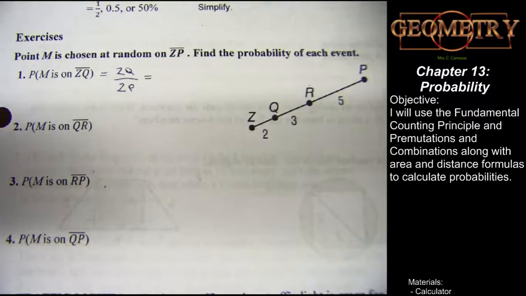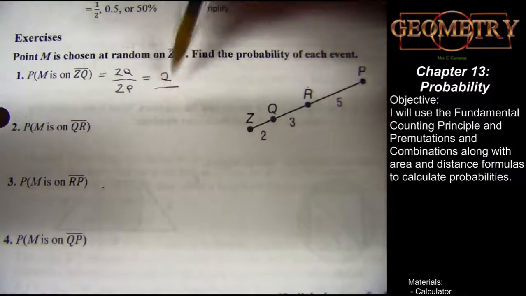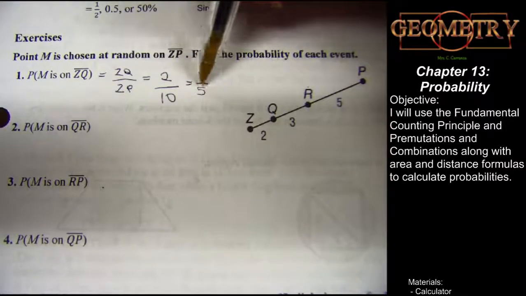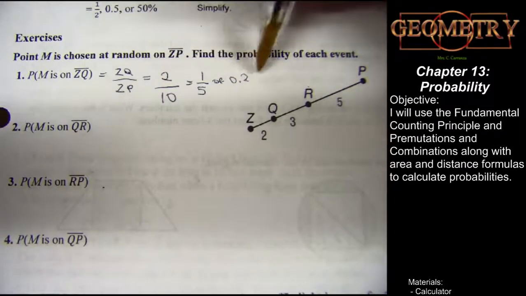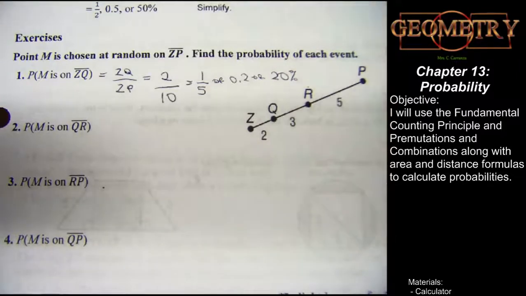What's the measurement of ZQ? Guys? 2. And what's the measurement of ZP? 10. You added them all up. Beautiful. Reduce that fraction to lowest terms. Put it as a decimal. Put that decimal as a percent. And call it done.